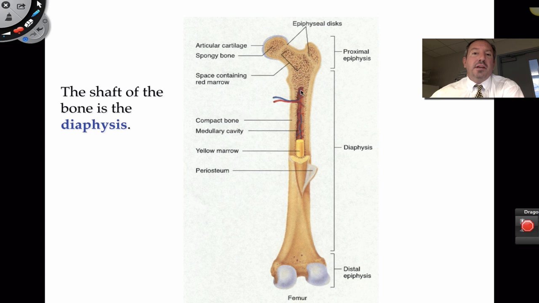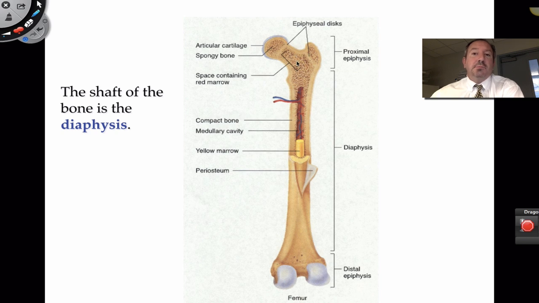And then how about this? In the inner core of the bone, there's a space known as the medullary cavity. And this cavity is not empty, but rather it's made up of something called yellow marrow, which is dense with adipose tissue. So how about that? That's another function of bone, to store fat right in here.